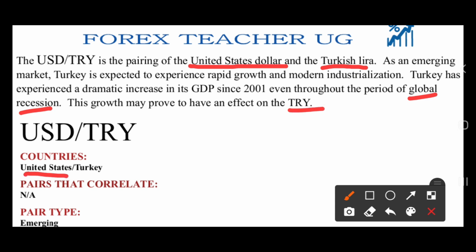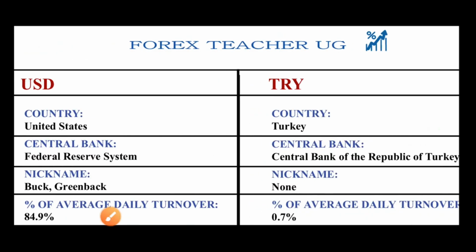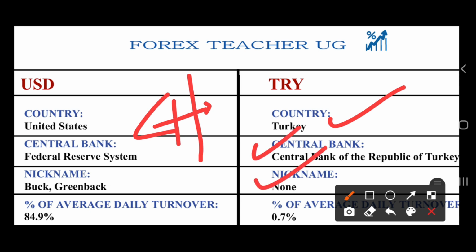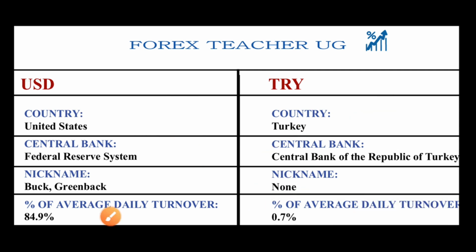So the countries are United States and Turkey. The pairs, it's not accurate, and the pair type is emerging. It's an emerging currency, of course. When we look at the country, yes, we have been covering it. Now let's look at this country being Turkey, then the bank being the Central Bank of Republic of Turkey. Nickname we don't have, and it has 0.7% as daily average turnover, which is very small.